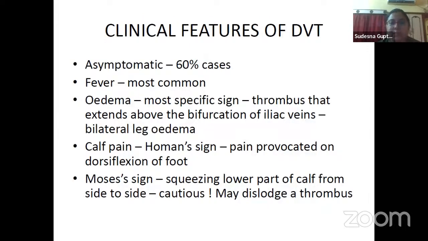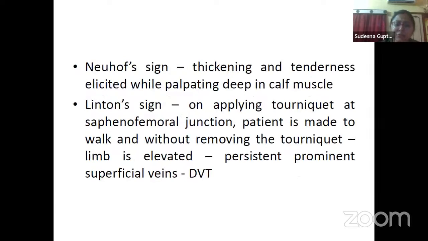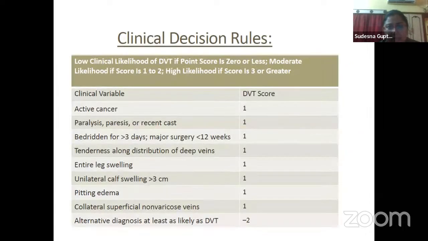Moving to the clinical features of DVT, mostly they are asymptomatic. If we have symptoms, then pain is the most common, with edema as the most specific sign. We can elicit calf pain with the Homans sign, pain provoked on dorsiflexion of the foot, or by the Moses sign. But while executing such signs, we must take care to avoid dislodgement of an acute thrombus. Other signs are the Neuhof sign and the Lowenberg sign.